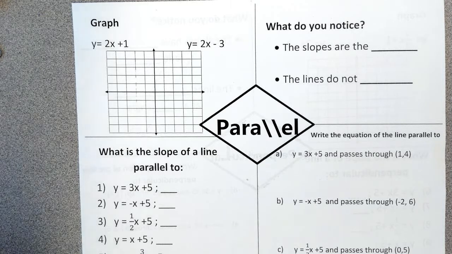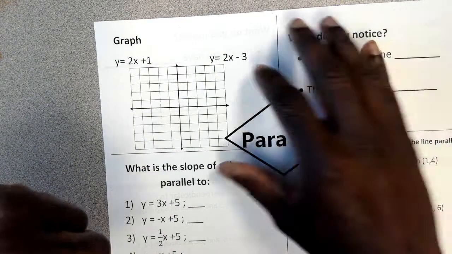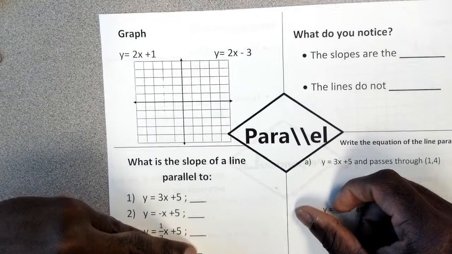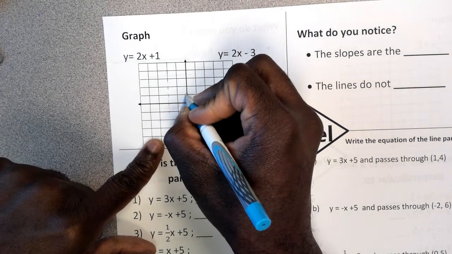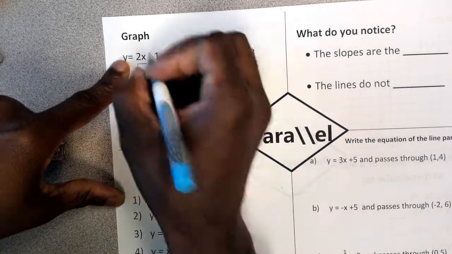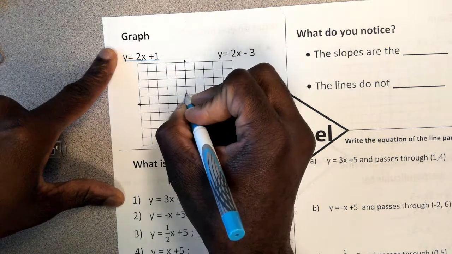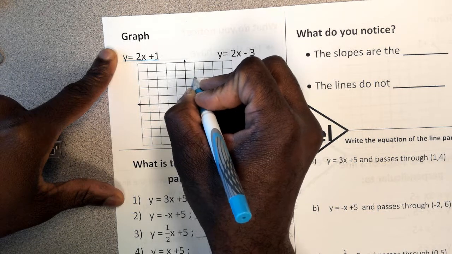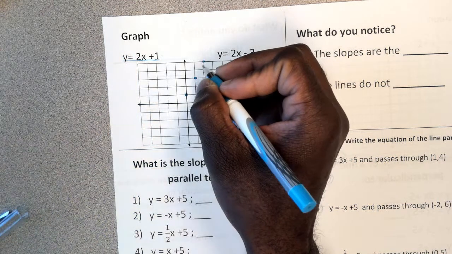Alright, before we start getting right into these notes, let's go ahead and start with this first square here. So we know we're looking at something that's parallel. So let's first graph these two lines. We're going to start at our y-intercept for the first one, and then go up 2 over 1. Up 2 over 1. And that's our first line.